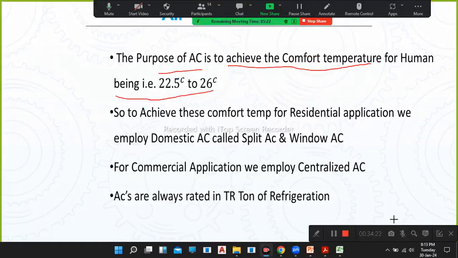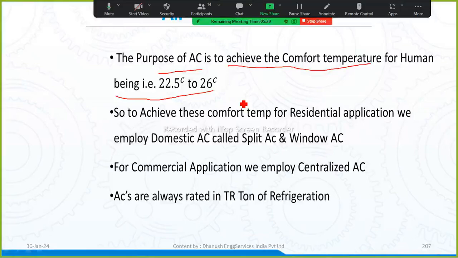So to avoid that and achieve the comfort temperature, we go with the concept called air conditioning. The purpose of AC is nothing but to achieve the comfort temperature for a human being, which is 22.5 to 26. If you provide a fan, it is not going to achieve that, because a fan only circulates inside air. So to achieve the comfort temperature for a room, we go with a concept called AC, air conditioning.